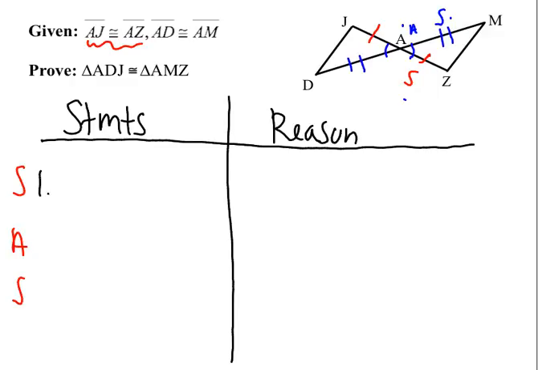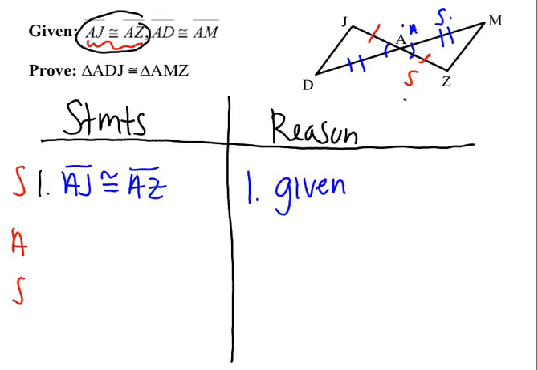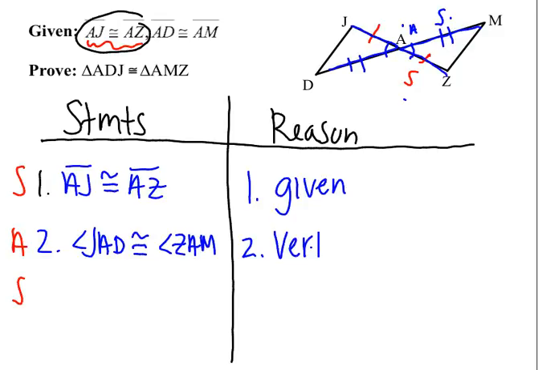So step one, what's my first side that's congruent? Right here. Different color. AJ is congruent to AZ. What's our reason? Well, plain and simple, it was given to us. Okay, my angle, what's my angle? We have angle JAD congruent to angle ZAM. Why? What kind of angles are those? Vertical. So by the vertical angles theorem, they are congruent.